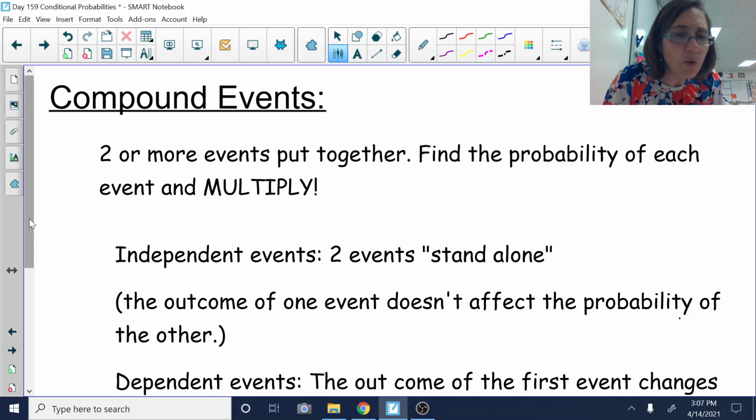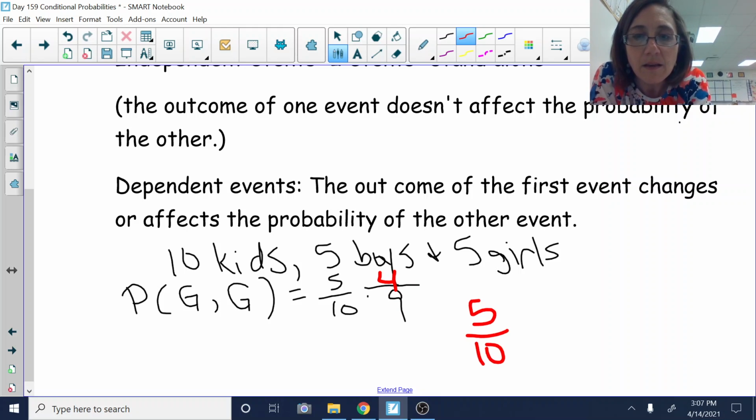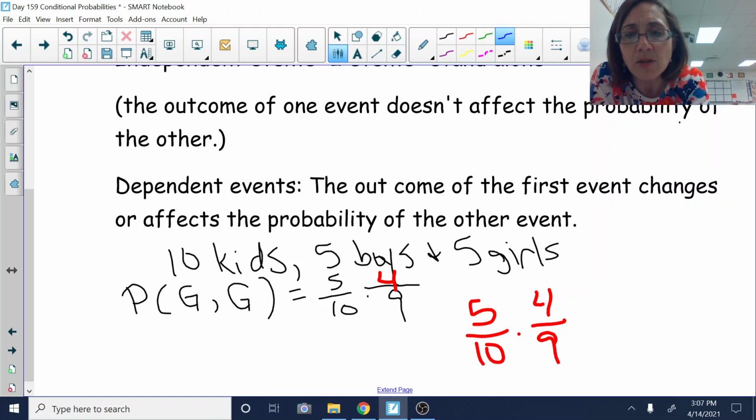Where's that? There are only 4 girls left. So my numerator right here is going to be a 4. So we have, let me write that better, 5/10 times 4/9. And we can do some reducing here. I think I'm going to do that to make these numbers smaller.